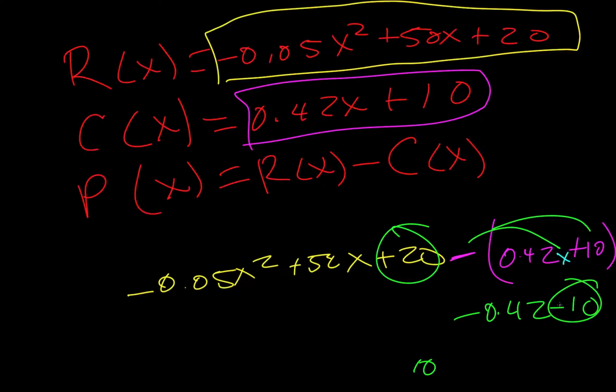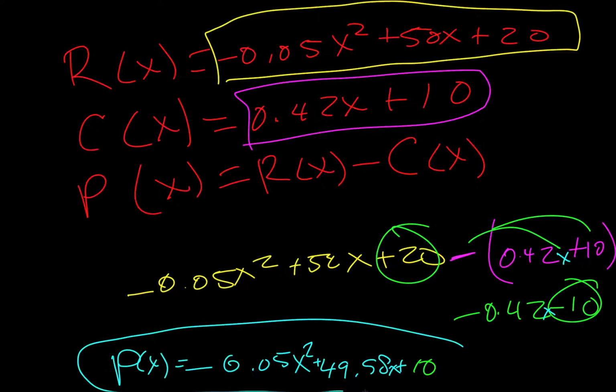Wait, there should be an x right here. So 50 minus 0.42 is going to be 49.58x. And then nothing combined with this. So we have that. And so our profit function is that. Okay, that's all they asked us to do on that one.